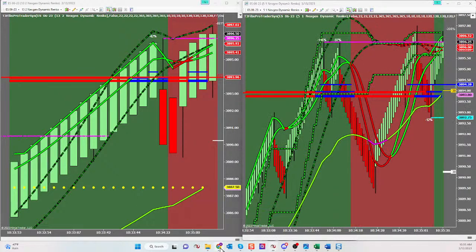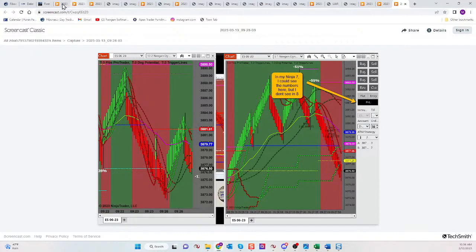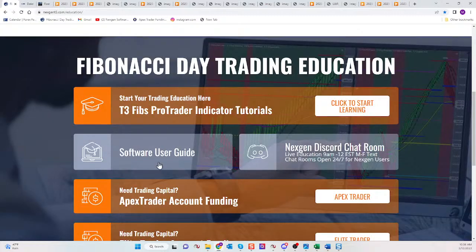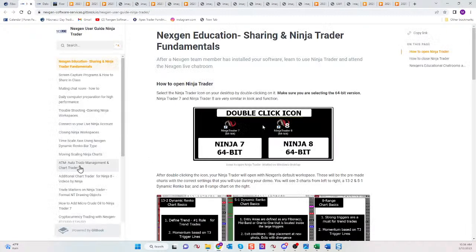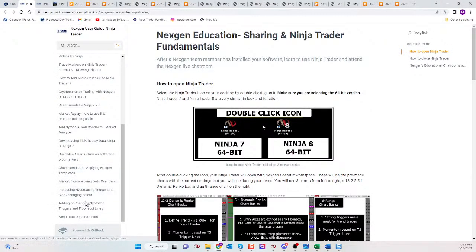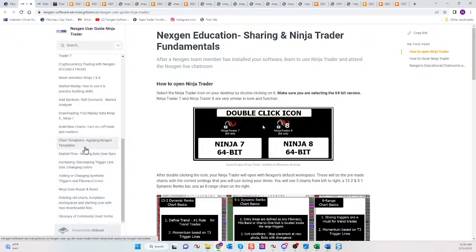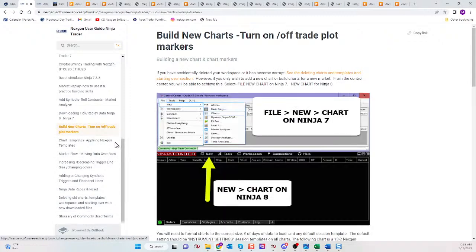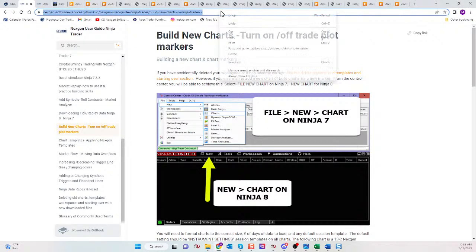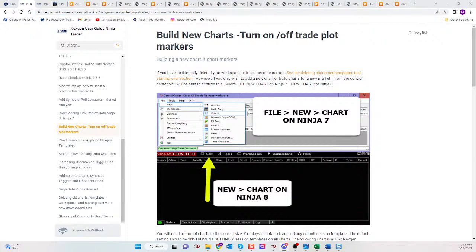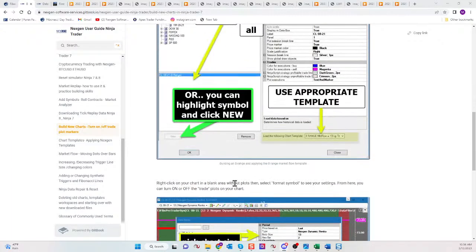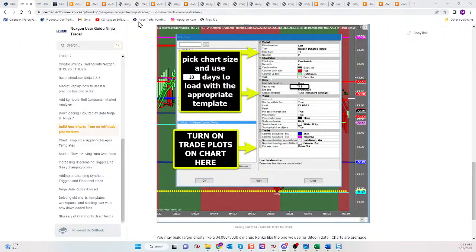All right, Ziba. So here's your practice. So you're going to build a chart then. You're going to replace the chart. You're going to have to build a new one. Here's your instructions. You've got this, though. You're getting good at this. You're going to have to hit new chart on NinjaTrader 8 and actually build a new chart.